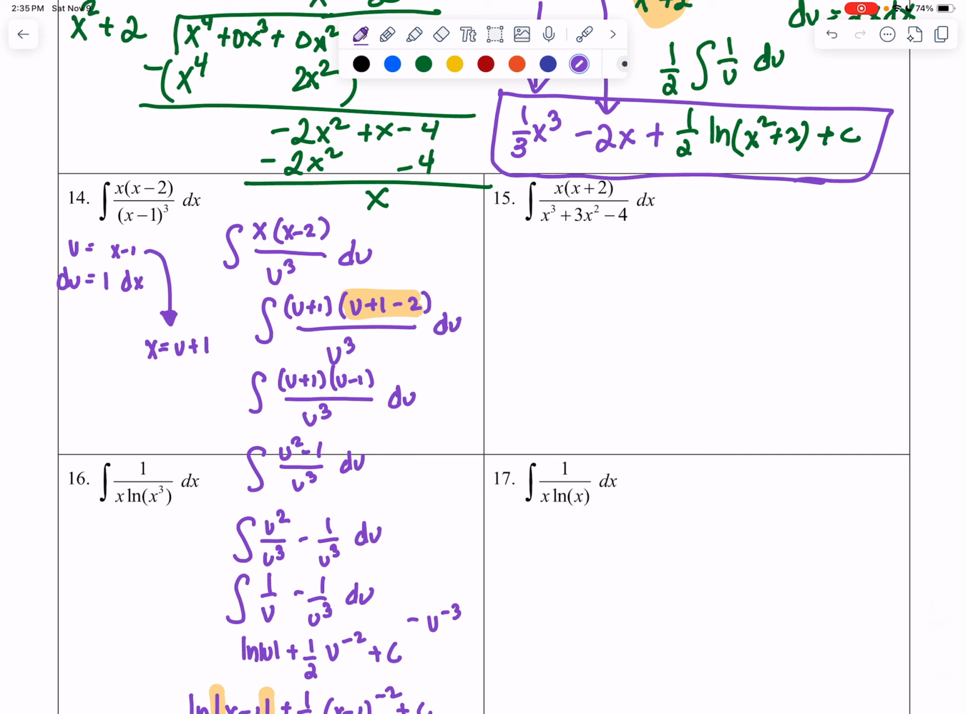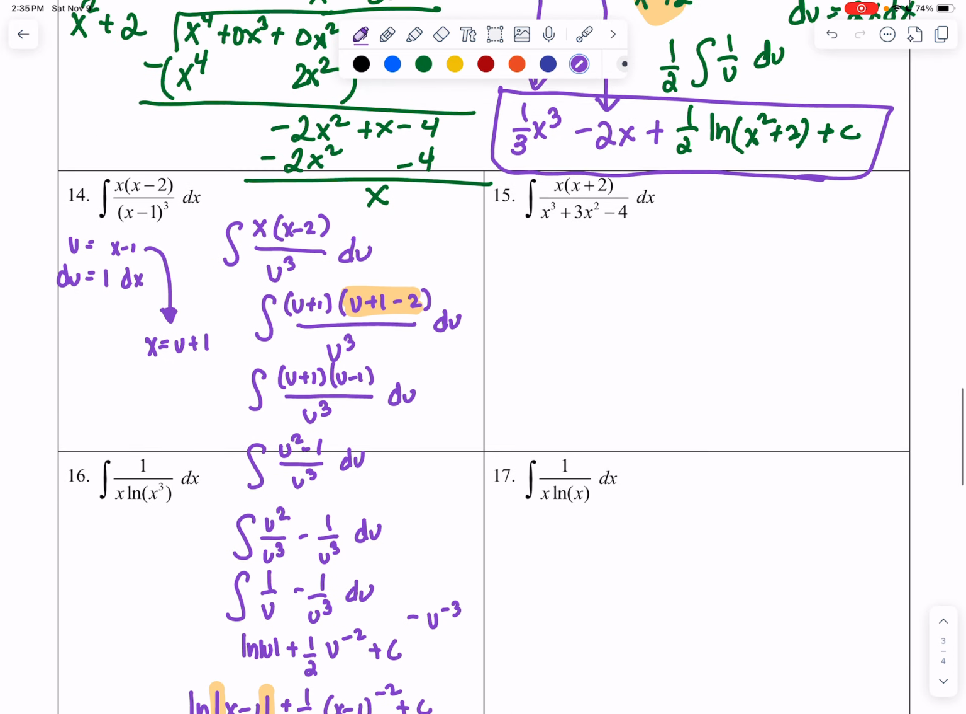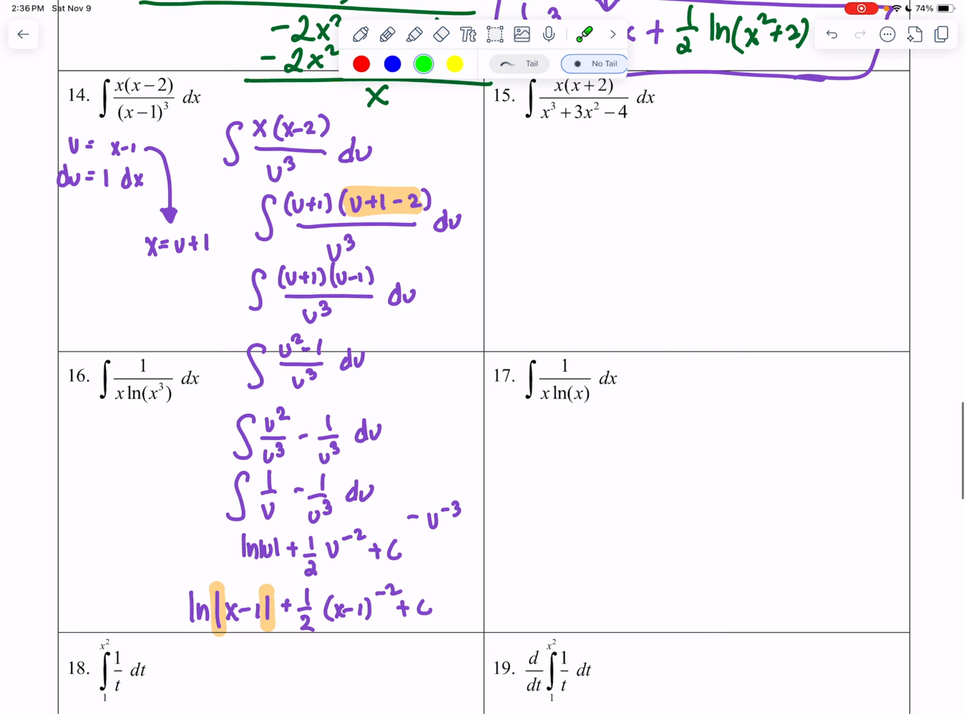All right. You should be able to do the rest, 15, 16, 17, 18, and 19. So think about, do you have to use long division? If not, then use u-sub. And if you can't use traditional u-sub, then you might have to do something like number 14, where you have to solve for x in terms of u.